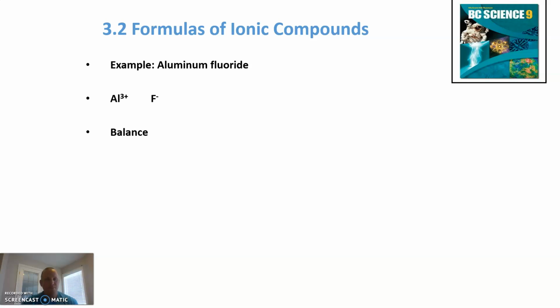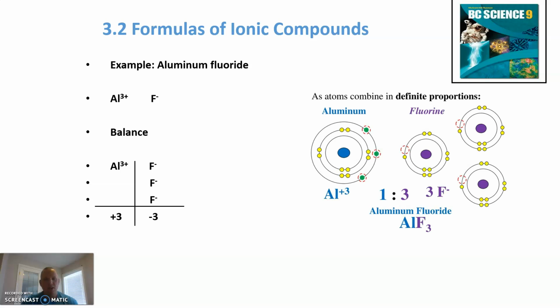Aluminum fluoride, write out the ion charges. Aluminum forms a charge of +3, so we're going to need 3 fluorines to balance that out. So this atom of aluminum would give 1 electron to this fluorine, 1 electron to this fluorine, 1 electron to this fluorine. So the formula is there's 1 aluminum, so Al, there's 3 fluorines, so F3.